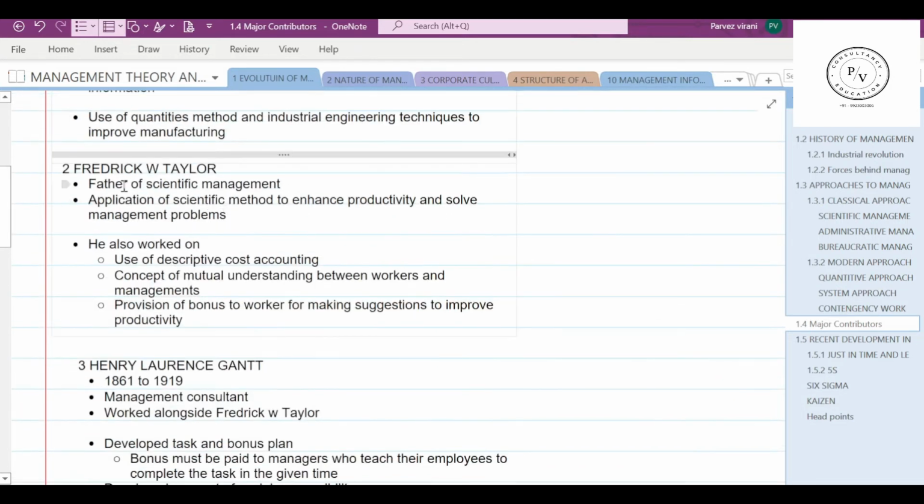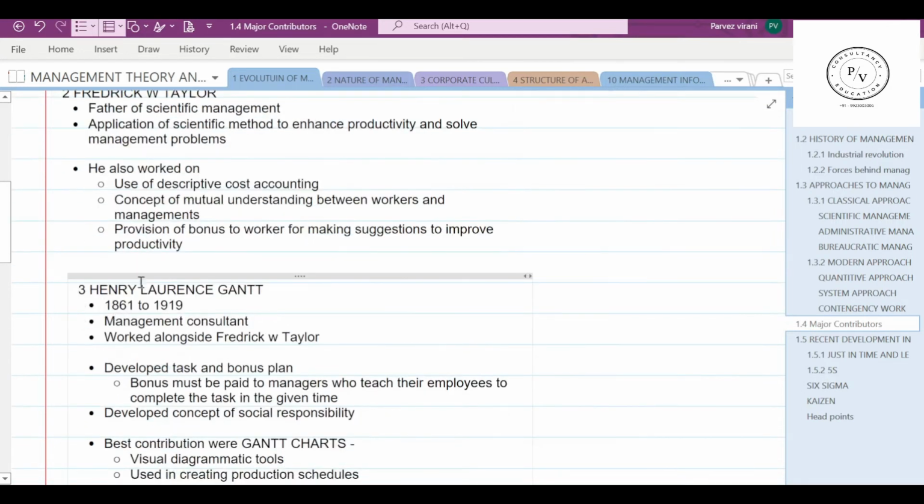Let's come to Frederick Taylor, फादर ऑफ साइंटिफिक मैनेजमेंट. हमारा जो साइंटिफिक मैनेजमेंट का पार्ट था वो हमने अभी क्लासिकल अप्रोच का जो पहला है साइंटिफिक मैनेजमेंट, ये उसका वही है. Application of the scientific method to enhance the productivity and solve management problems. He also worked on use of descriptive cost accounting, concept of mutual understanding between workers and management, provision of bonus to workers for making suggestions to improve productivity.